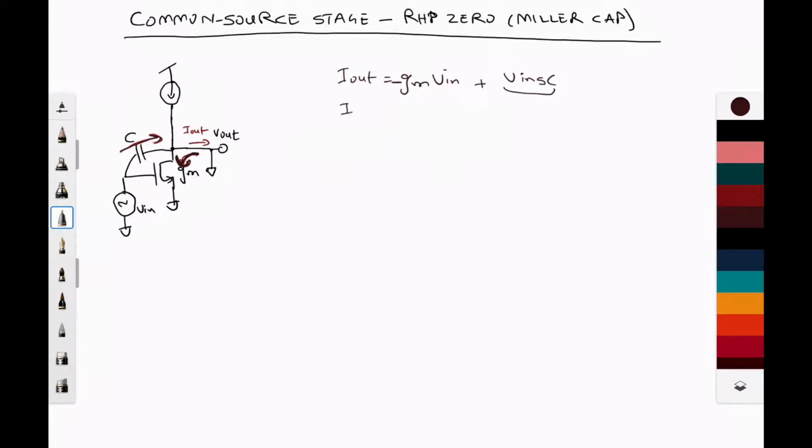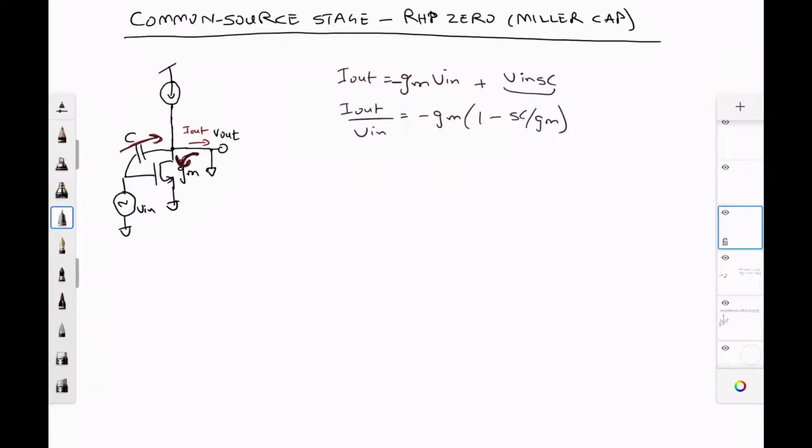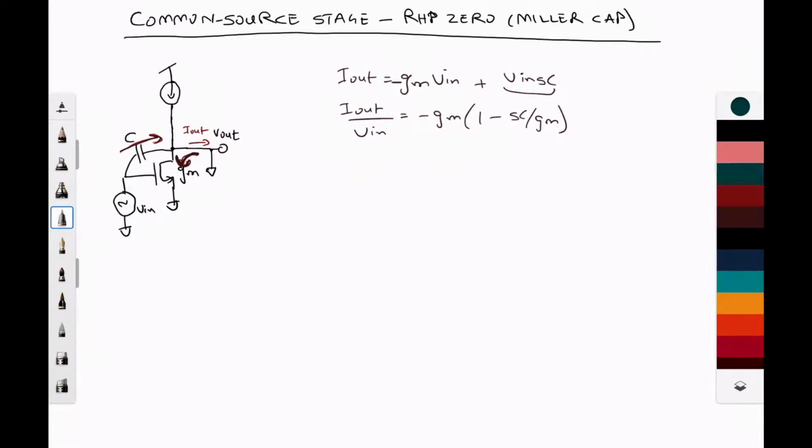So if we were to simplify this down to get the transfer function, which is I out upon V in, we'd get something that looks like minus gm multiplied by (1 minus sC upon gm). And so this equation intuitively makes sense for sure. The reason being that this is the transfer function at DC, which is just coming from the gm stage, so it's just coming from the transistor. And then this is a term that kicks in at a higher frequency, and then this is the zero.